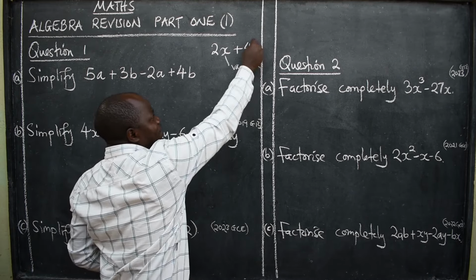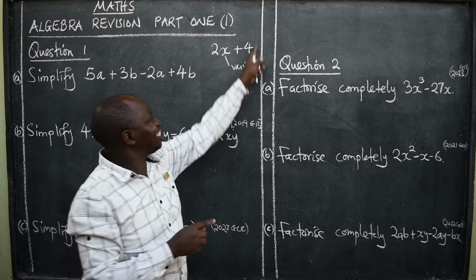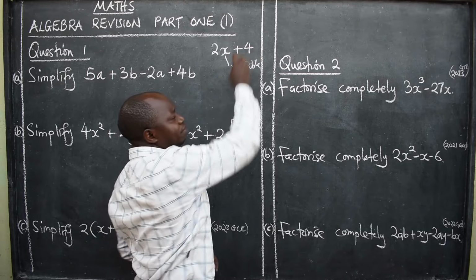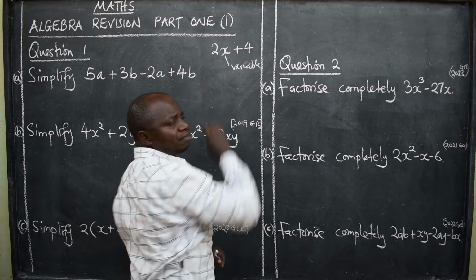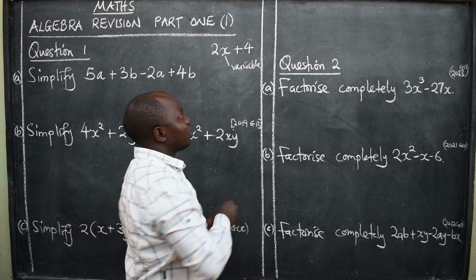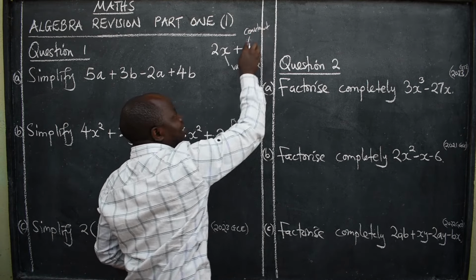We also have a 4 here, without a variable. A 4 is just standing on its own as a number. What do we call that? In an expression, this is a constant. So this 4 here will be called what? Constant. That is a constant.